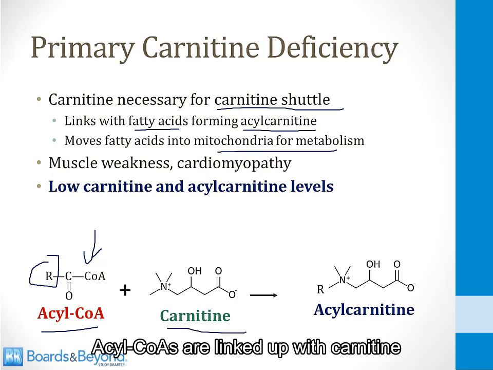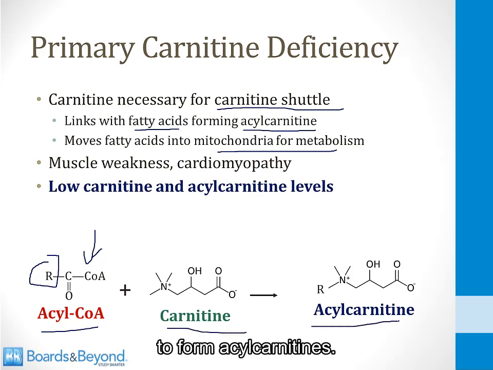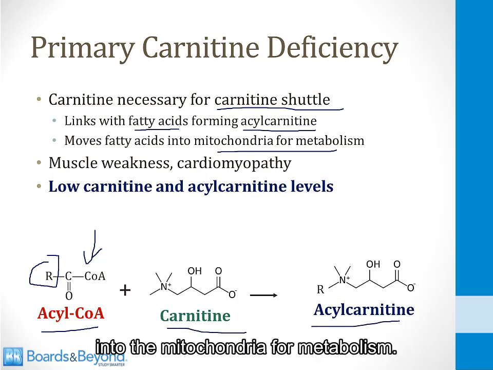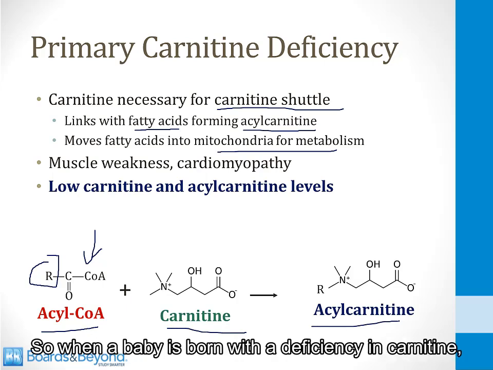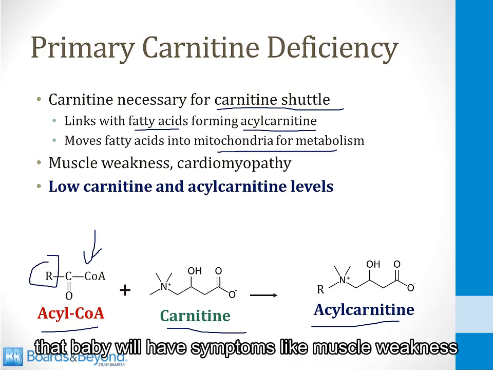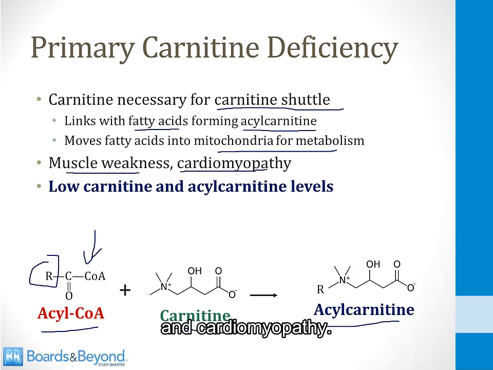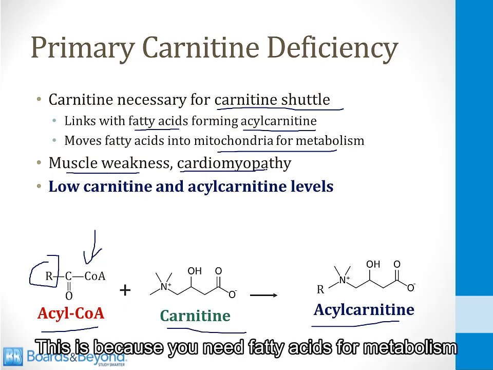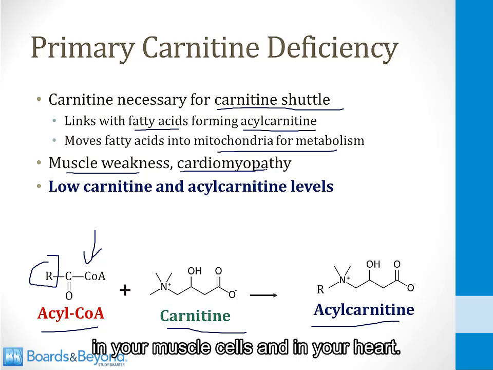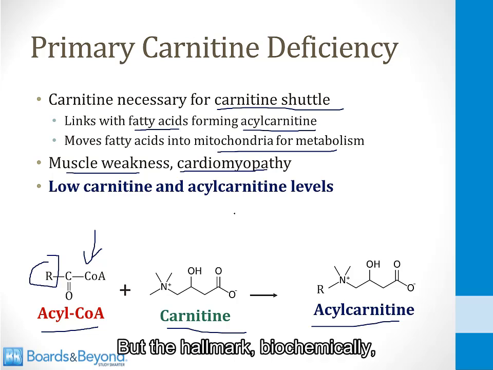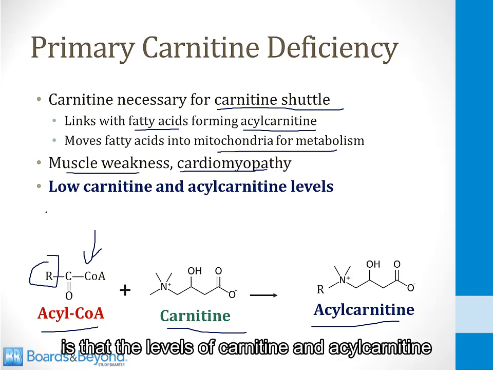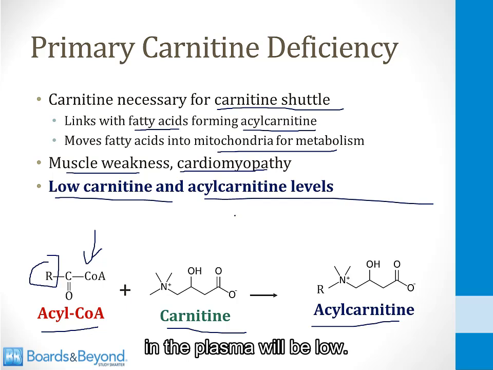Acyl-CoAs are linked up with carnitine to form acylcarnitines, and these are the structures that move into the mitochondria for metabolism. So when a baby is born with a deficiency in carnitine, that baby will have symptoms like muscle weakness and cardiomyopathy. This is because you need fatty acids for metabolism in your muscle cells and in your heart. But the hallmark biochemically that you will use to make the diagnosis is that the levels of carnitine and acylcarnitine in the plasma will be low.